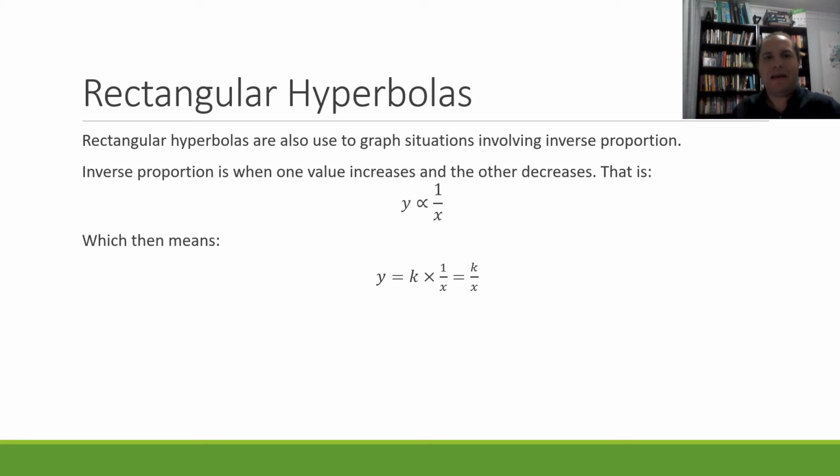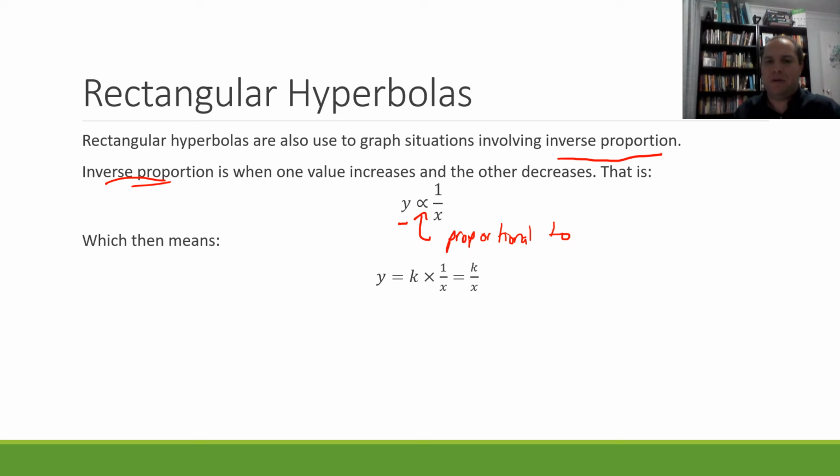Alright, so one application of rectangular hyperbolas is graphing situations that involve inverse proportion. Now, inverse proportion is just when one value increases, the other decreases according to some sort of constant. So that is, y is proportional to, that's what this little fish looking symbol means, 1 over x. So that's inversely proportional, right? Because y is proportional to 1 over x. It's proportional to the inverse of x.